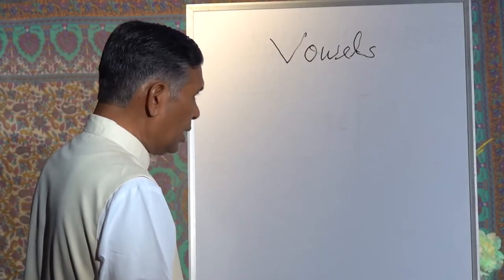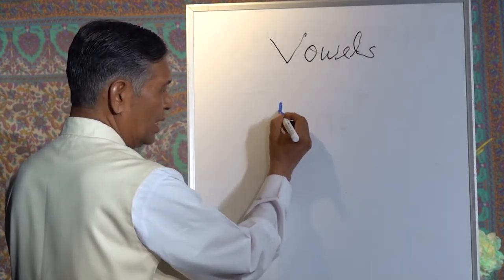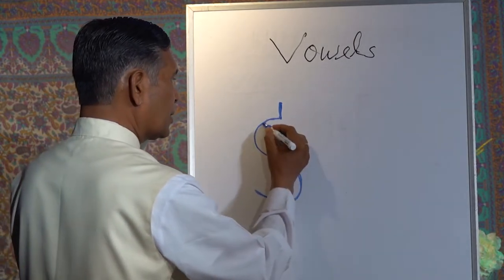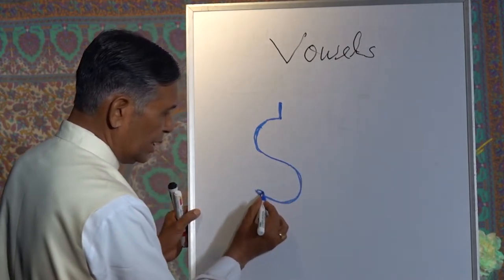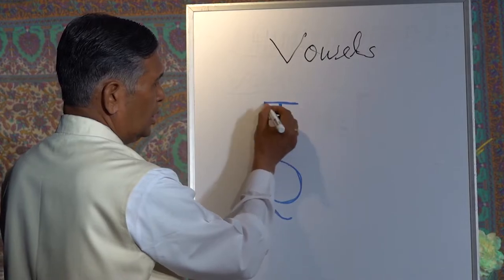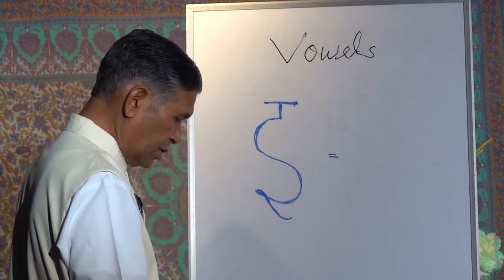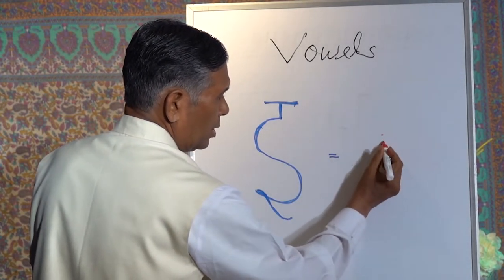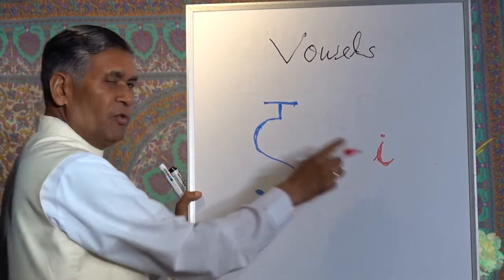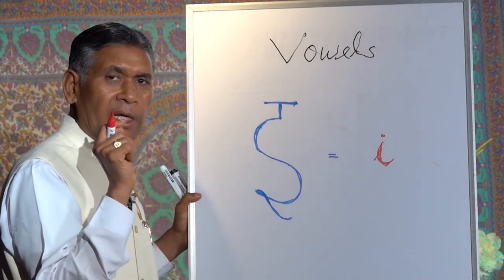Okay, the third vowel in Hindi. Make a hanger, make a hang here, and from here write like an S, and here make a little tail. So this is short i. In English we use the letter I for the pronunciation of the English word I, but in Hindi this is used for the short i, like in pin.